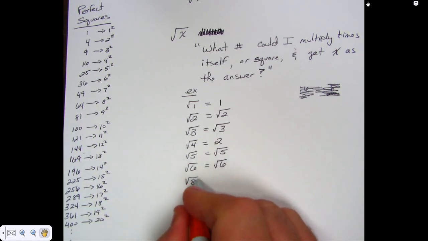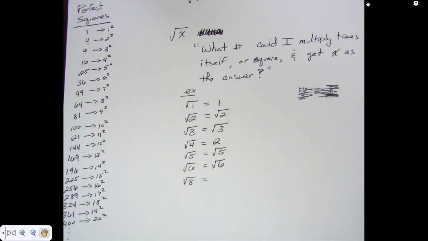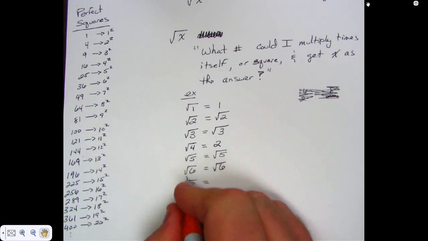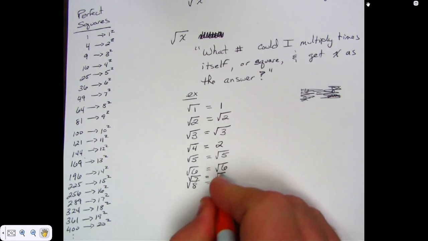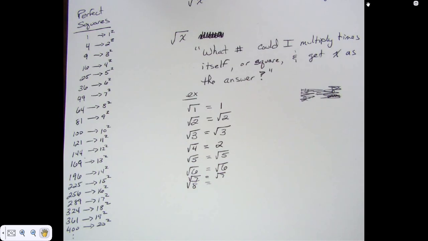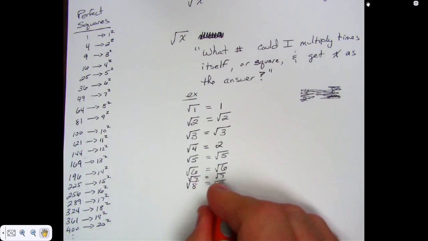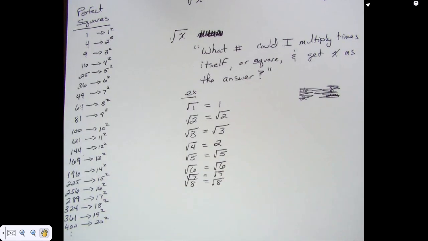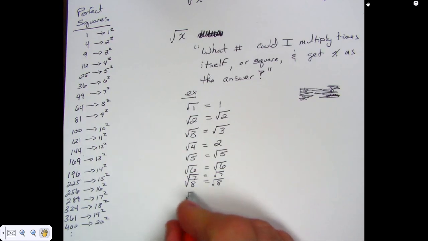How about square root of 7? I don't need to skip, do I? You can't answer that question, can you? Square root of 8, can you answer that one? For a second, you may want to jump in and say 4, right? But what's 4 times 4? Square root of 9.